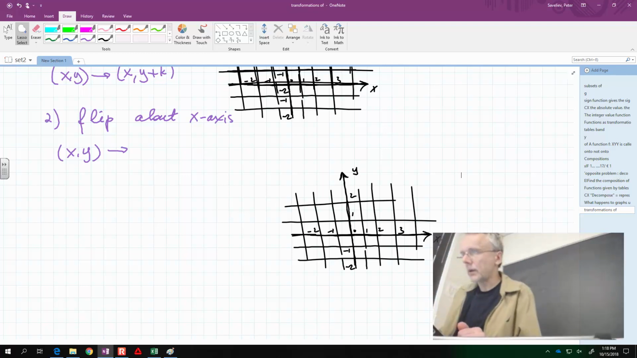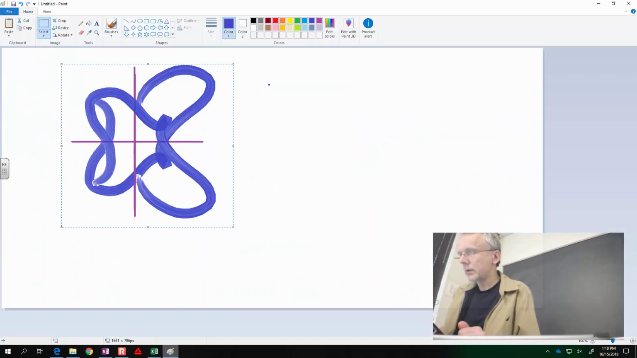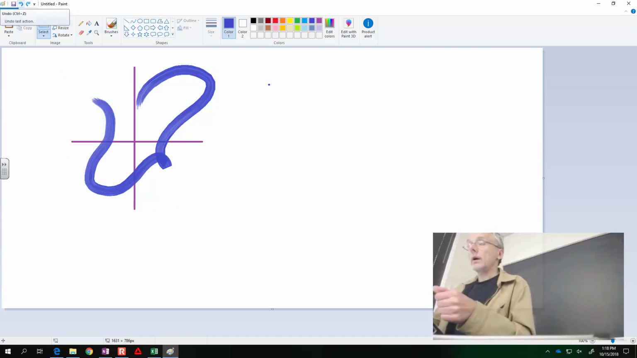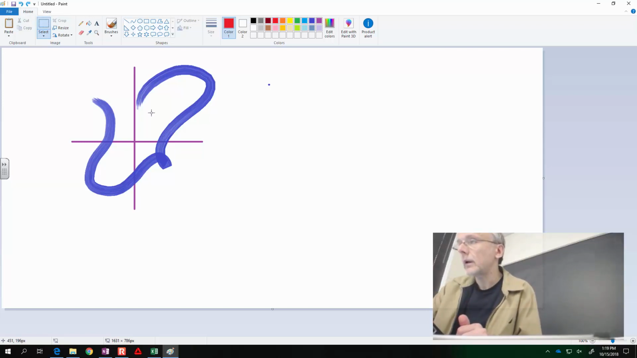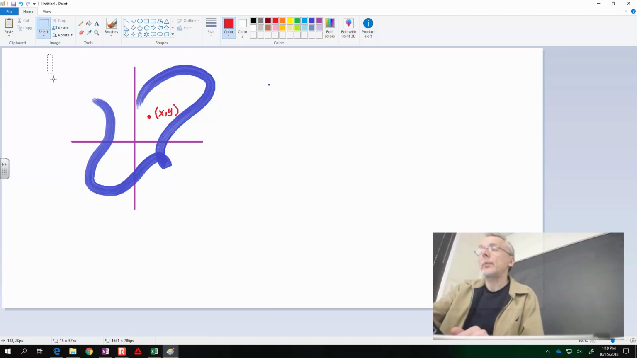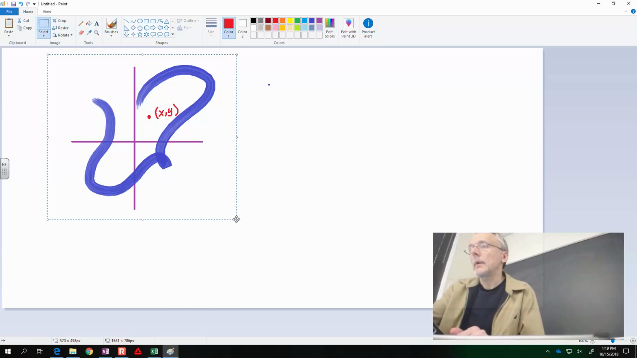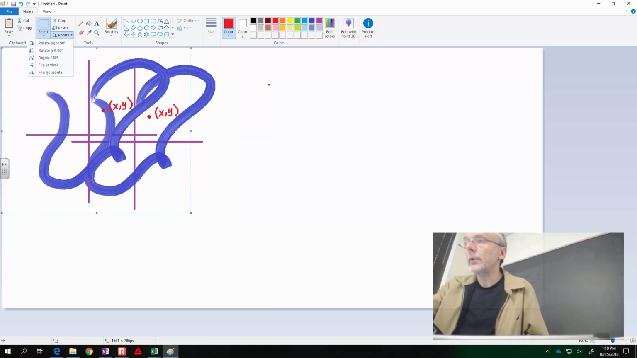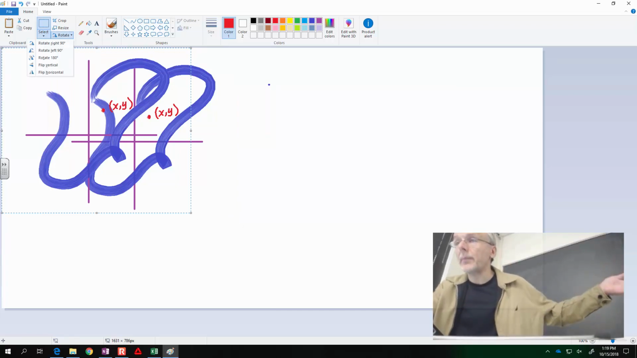So let me try it this way. Let me go back here, and let me have one point. In addition to all the complex picture, I'll have one point over here, and I call it xy. Okay, and now I'll do a flip again. So I'm doing the flip again. You can see that I flip vertical.